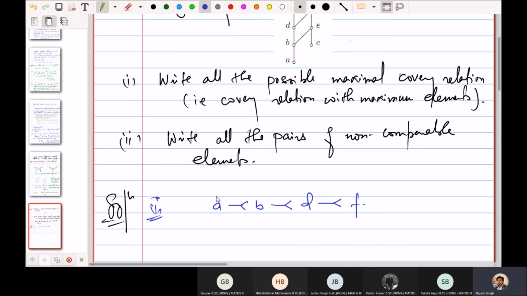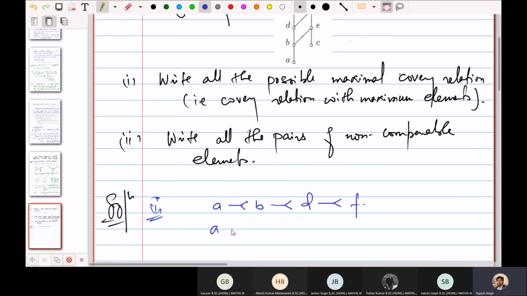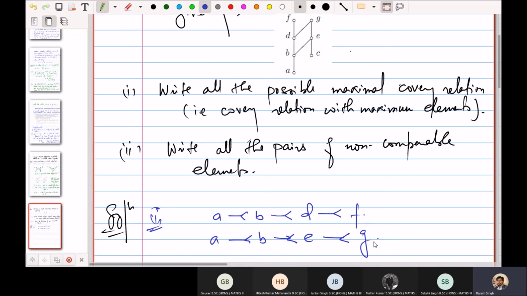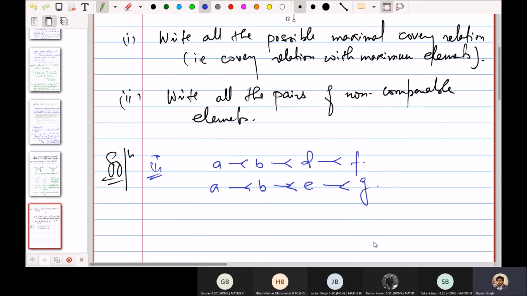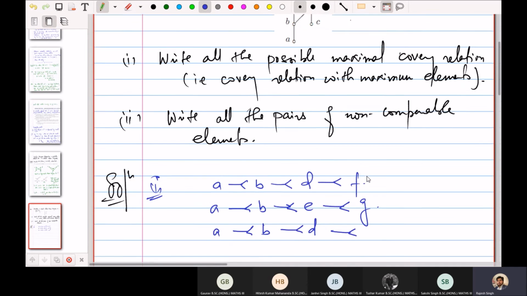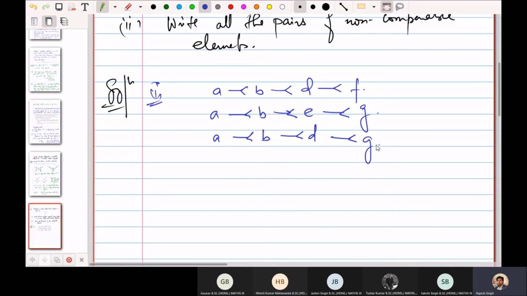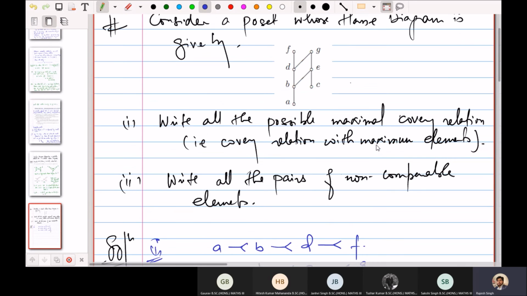Okay, so now the second chain. Again we can start with A. Finish all the chains of A. So A has to go to B, then B can go to E. E is covered by G. Okay. There is another chain. A covered by B, B covered by D, D covered by F. So all the chains with A are done. Yes, all the maximal chains starting with A.